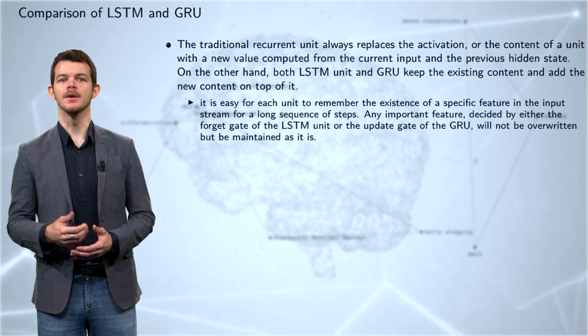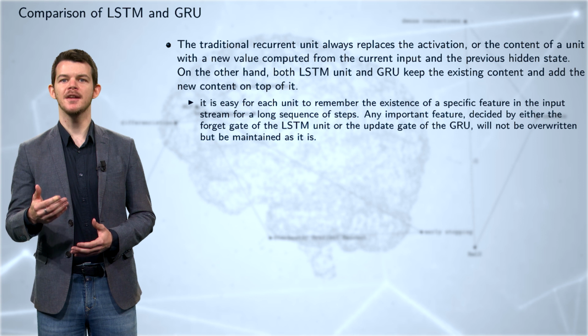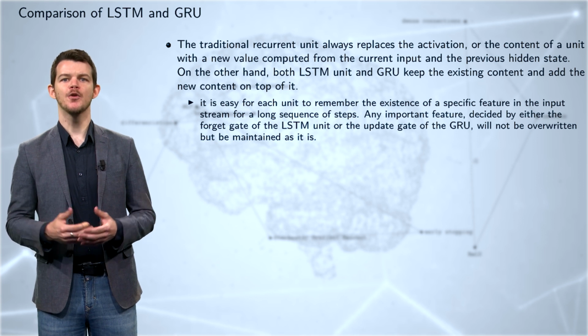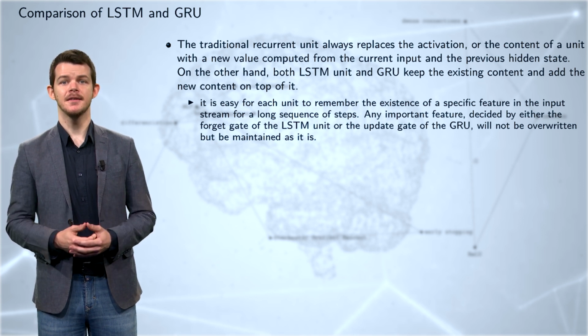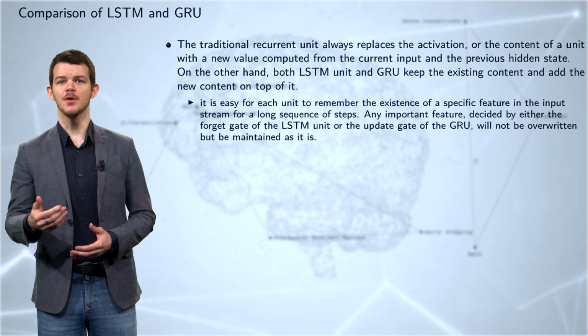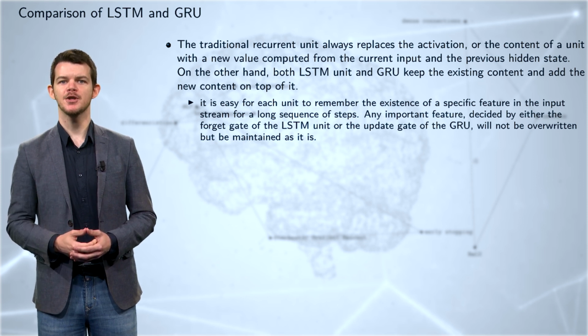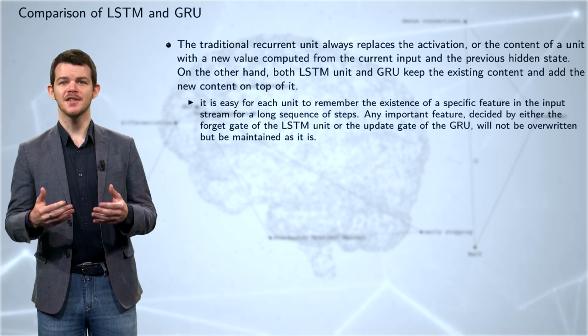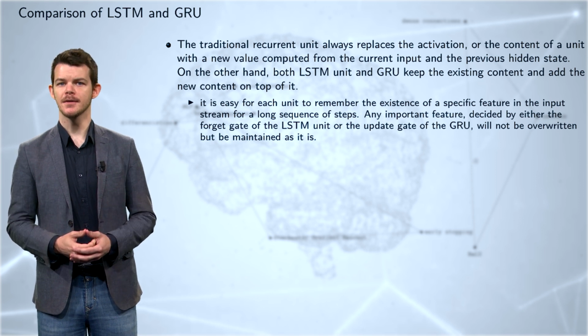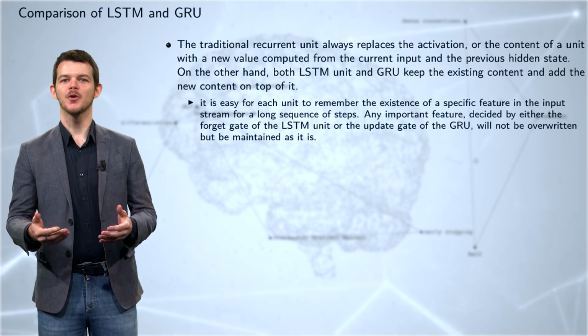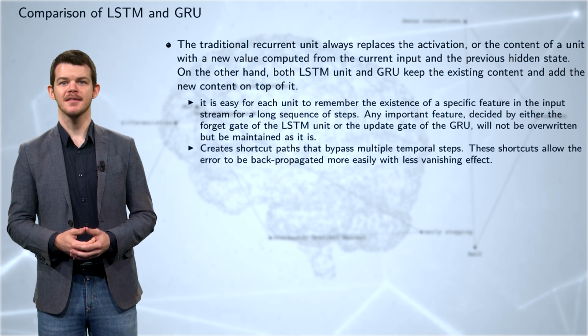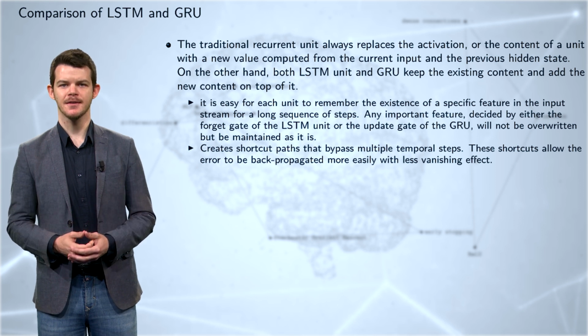Any important feature decided by either the forget gate of the LSTM unit or the update gate of the GRU will not be overwritten, but can be maintained as it is. So it's easier for the network to remember information that has been created or seen at the beginning of the sequence. It also creates shortcut paths that bypass multiple temporal steps. These shortcuts allow the error to be backpropagated easily with less vanishing effects.